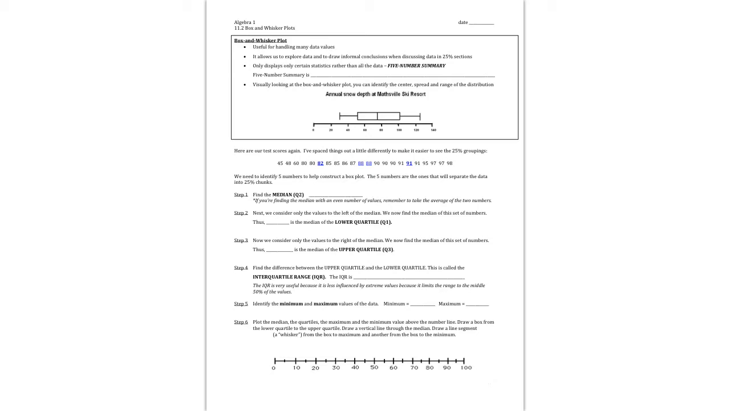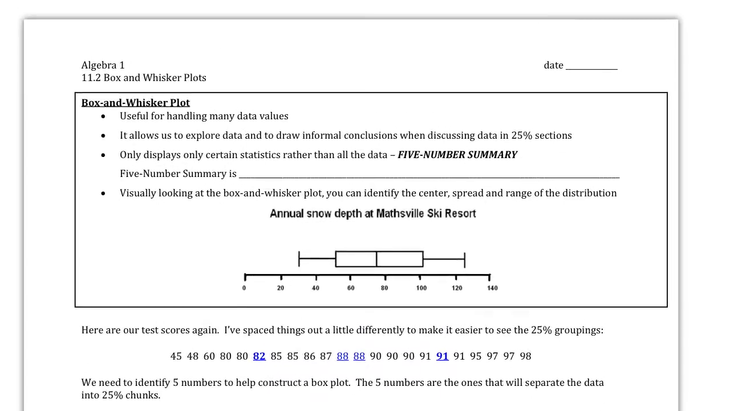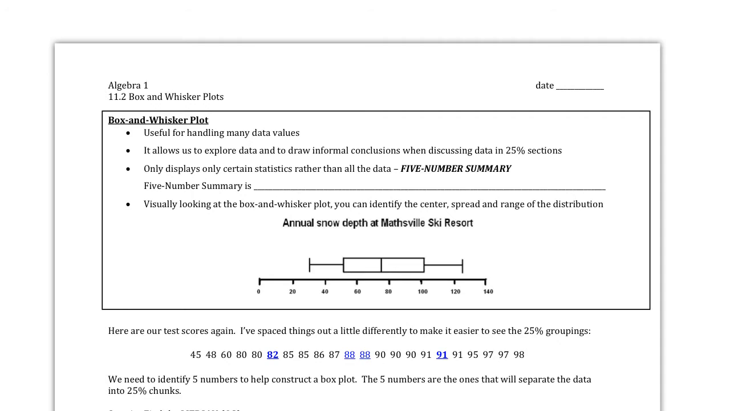This one's for section 11.2, and we're going to talk about box and whisker plots. Maybe you've seen one of these before. Maybe you've worked with them a little bit before. And up at the top of the page, you can see some information about what a box and whisker plot is. So this diagram here is a box and whisker plot.